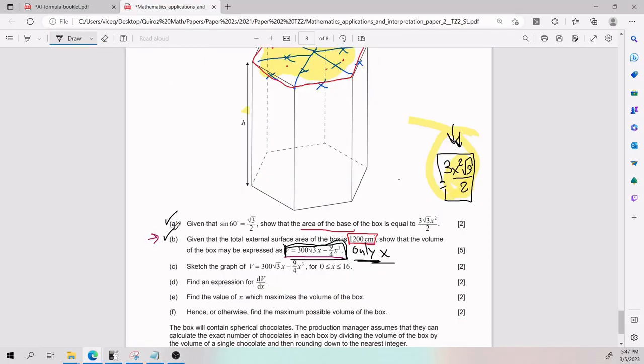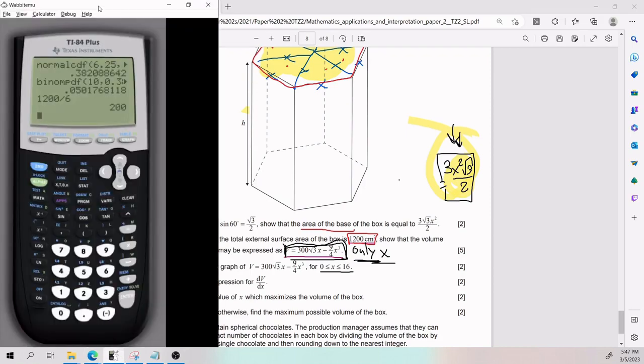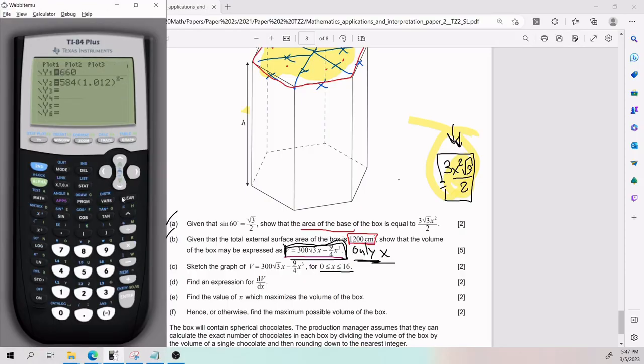Alright, now for part C, we need to sketch the graph of v equals blah, blah, blah, my volume function, for x between 0 and 16. See? Whenever you're sketching a graph, it's very important to put key points. Let's see how our graph looks in the first place, and then we highlight what we need to highlight. So I'm going to go to y equals, graph it, and then sketch it onto my paper. Square root of 3 times x minus that fraction, which is 9 divided by 4. Right next to it, we have x to the power of 3.